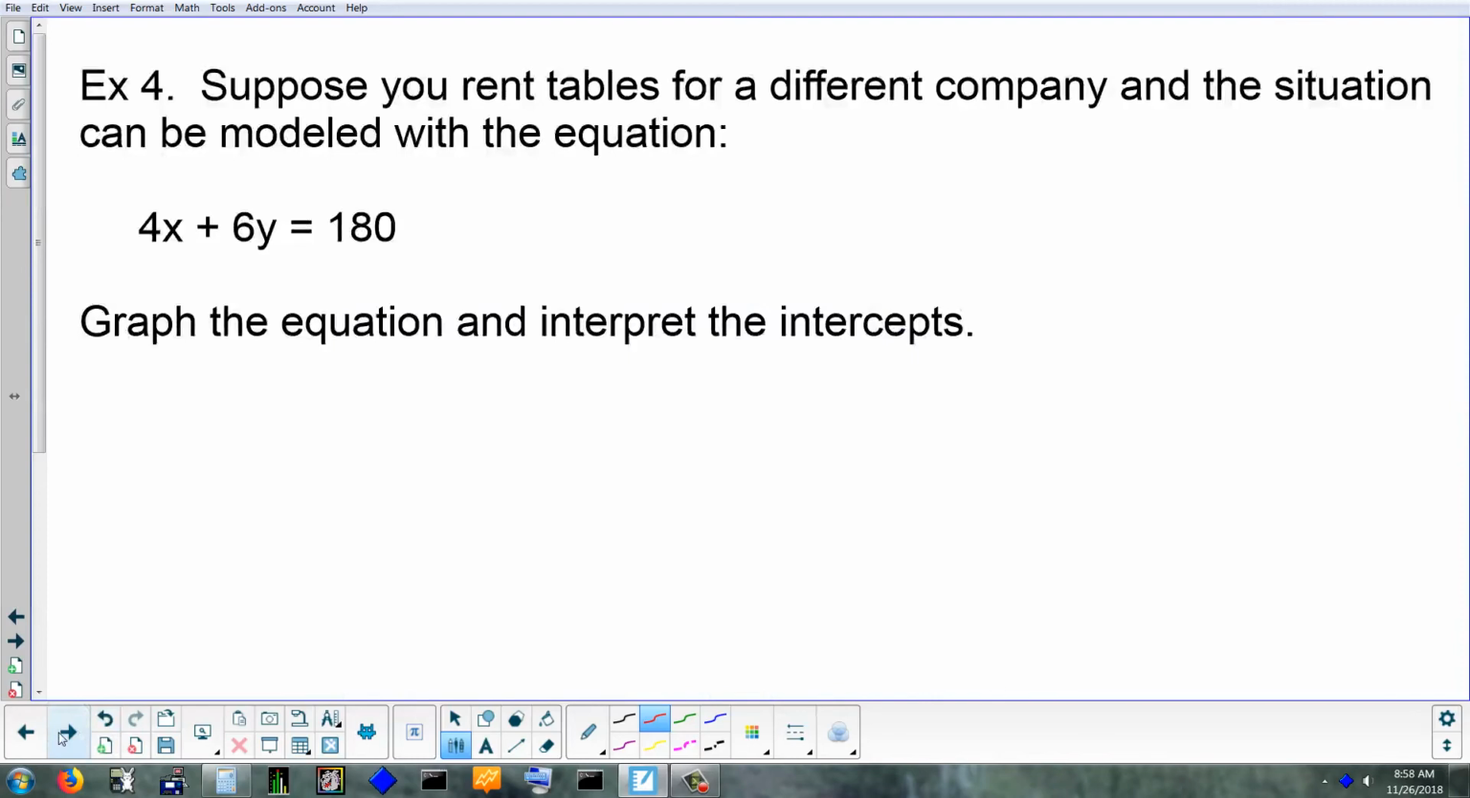Yeah, guys, I'm not going to go through this, but what would I do? You would just do 0. Do the same thing, right? If I want to solve for the x-intercept, make the y 0. If I want to solve for the y, make the x 0.